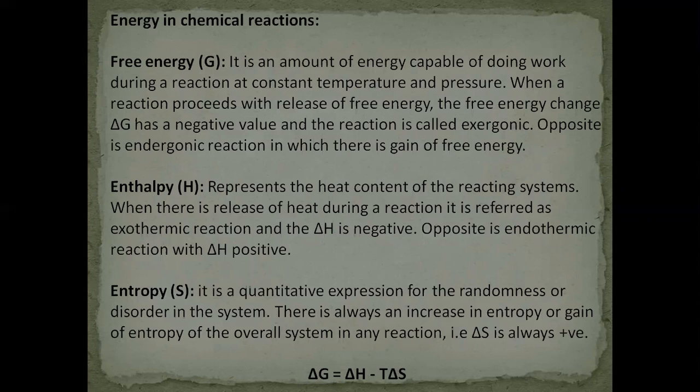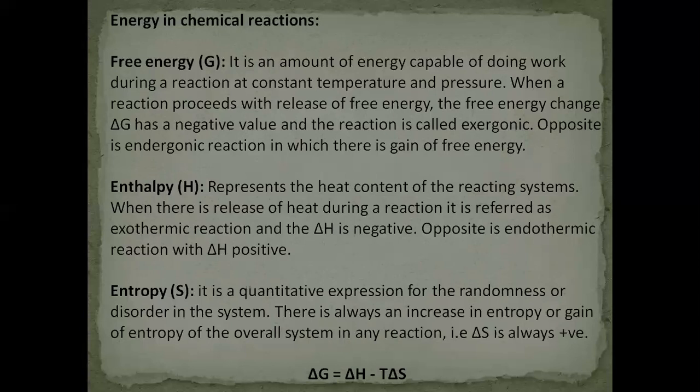Okay, energy in any chemical reaction, if we talk about standard free energy, three important terminologies are here. The first one is free energy, second is enthalpy, and the last is entropy. Now we will try to understand these three different terminologies. Firstly, free energy, as we have discussed in detail in the last lecture. Free energy is denoted by G. It is defined as the amount of energy capable of doing work during any kind of reaction at constant temperature and pressure. The energy which is produced at constant temperature and pressure during any reaction is called free energy, and it is represented by G.